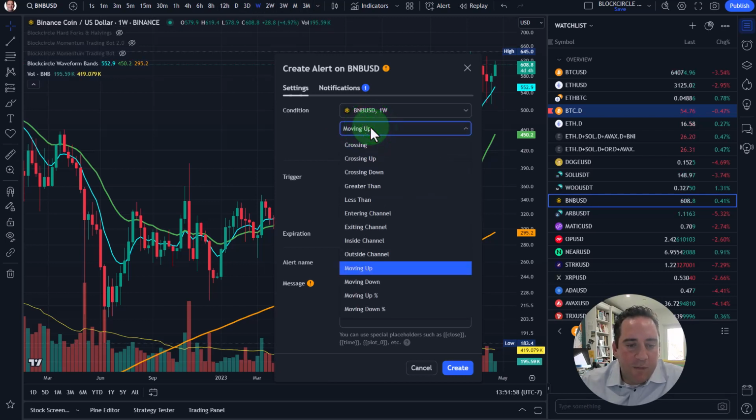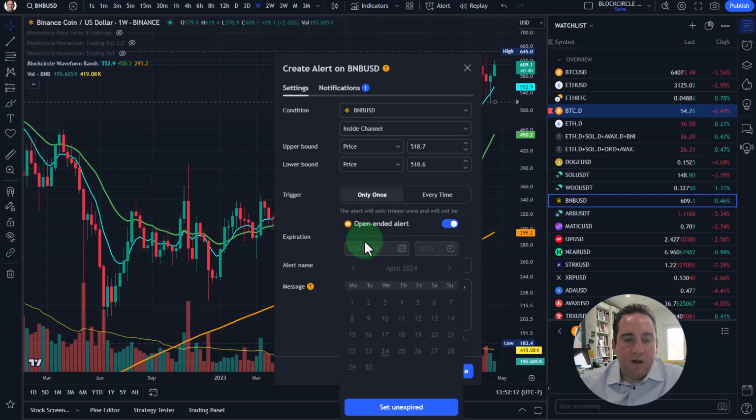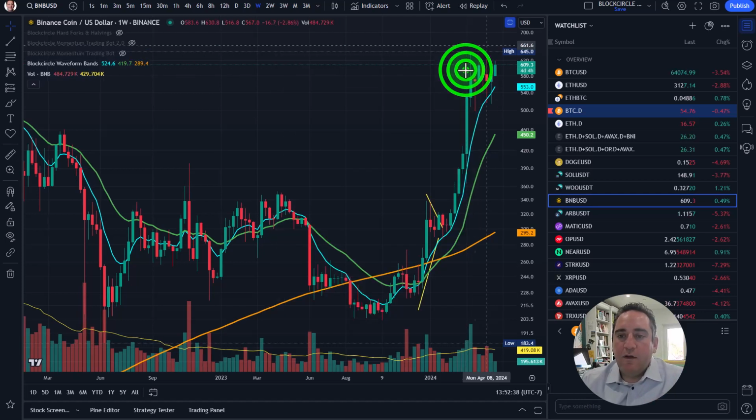So you say, I only want to be alerted when BNB is within a range between the upper bound and lower bound here. And you can set your trigger, so only to be notified once or notified every time. You can have an open-ended alert if you have a premium plan. If you don't, then you can just basically set up an alert for the next 30 days. And then your notifications is, where do you want to receive these alerts? Do you want to receive them within the app, or as a pop-up, as an email, a webhook URL if you're looking to execute trades on the back of these alerts, playing sounds, or just purely as a plain text via another email, right? So that's how you do alerts.